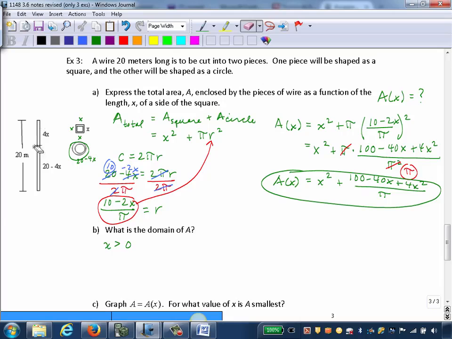Also, in this problem, we're cutting a piece in a wire that's 20 meters long. So this piece 4x has to be less than 20 meters because you're cutting it from a piece that's 20 meters long. So our second restriction would be that 4x has to be less than 20. If I divide both sides by 4 here, I'll get x is less than 5. So then the domain of my function A is going to be all the x's greater than 0 and less than 5, so between 0 and 5. In interval notation, that will be parenthesis 0, 5, close parentheses.